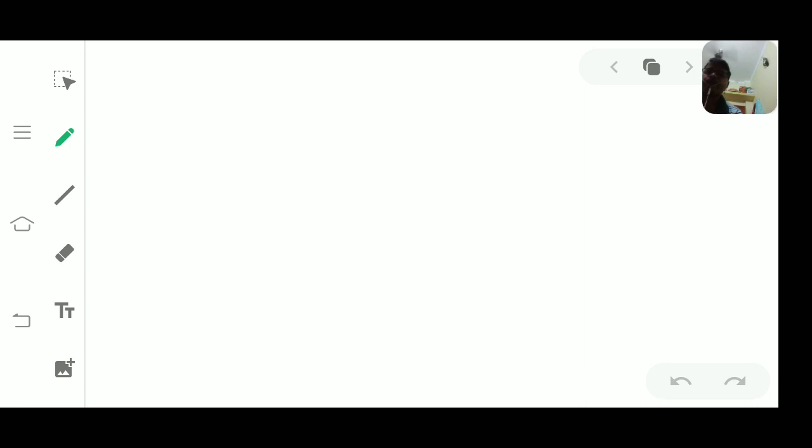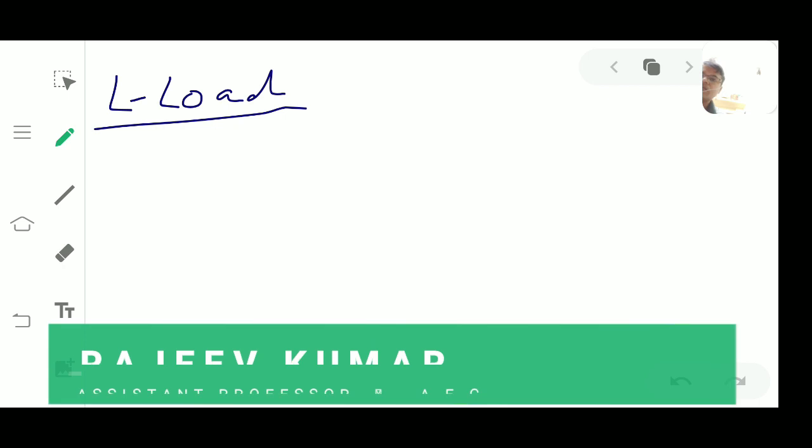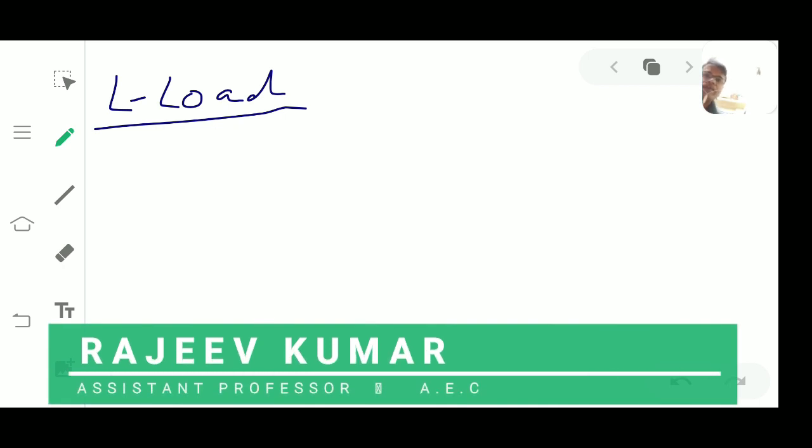Dear students, in the last class we learned how to draw the phasor diagram for R load. Now today we will try to draw the phasor diagram for inductive load, that is L load, and capacitive load, that is C load. Let us first draw the phasor diagram for L load.